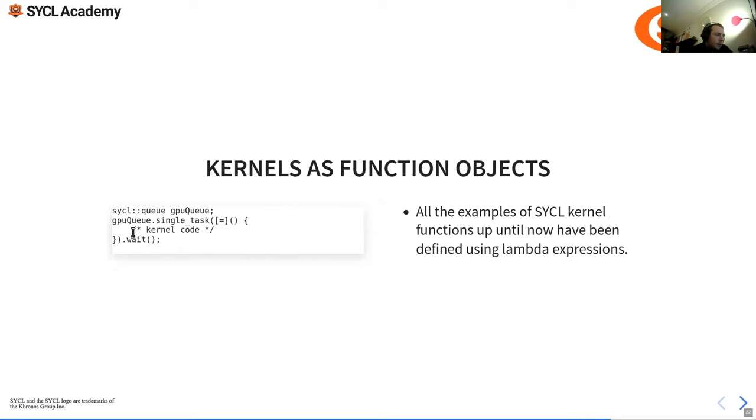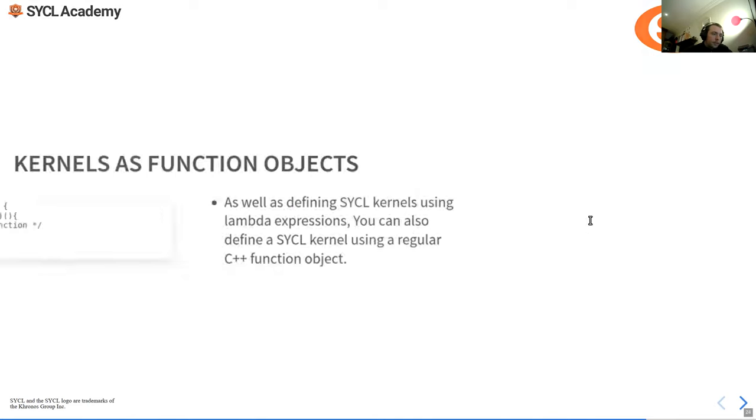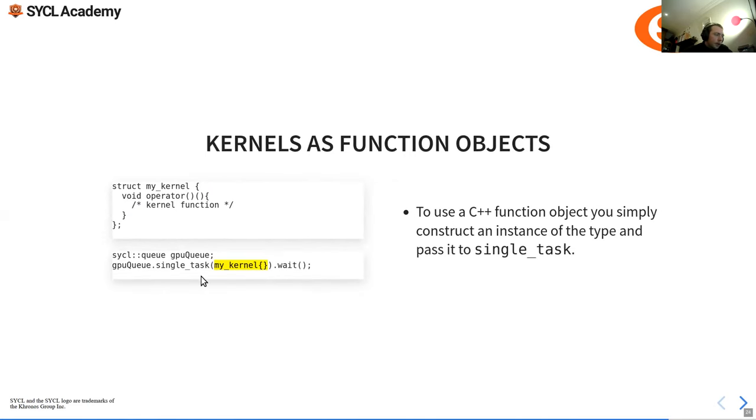Kernels as function objects. So this is with a lambda, just some lambda which is being passed, we see by value. But we can also use a function object, just the same. It's okay. And then you would construct that function object within the submission of the single task.